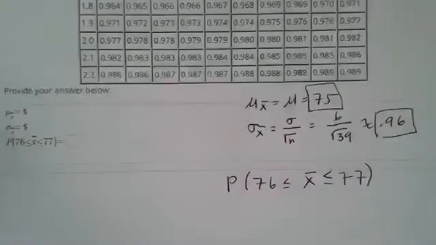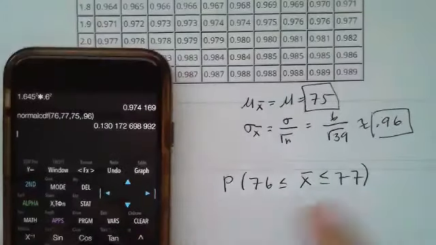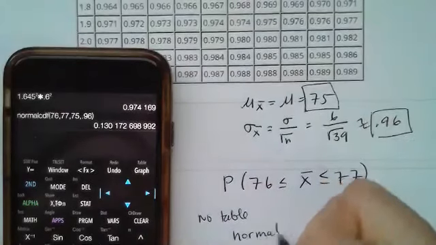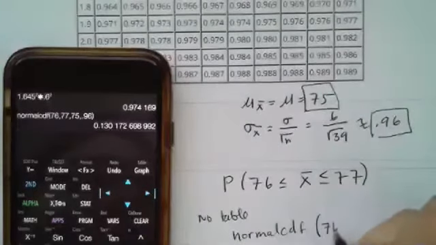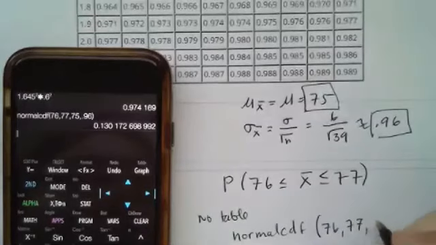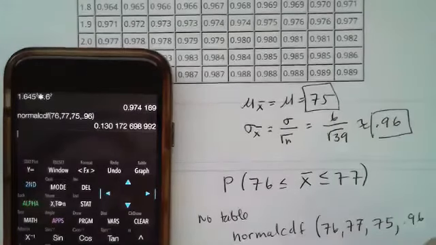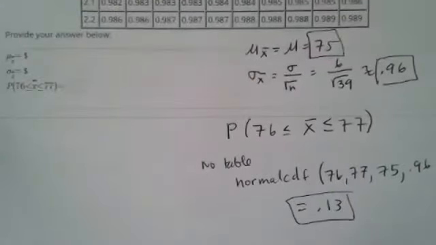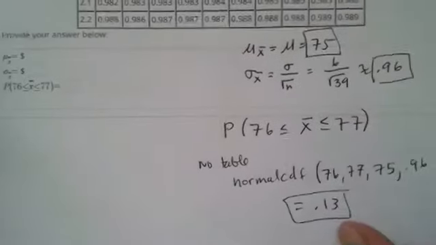Okay, so 76, 77, and you use the mean that's given to you, 75, and then the standard deviation is 0.96. So you would use norm CDF instead of using the table. So no table, just use normal CDF, where you have your lower, your upper bound, and the associated mean, and then the associated standard deviation. And that'll give you your answer, 1.3. Okay. So that's it. You have 1, 2, those are your 3 answers.